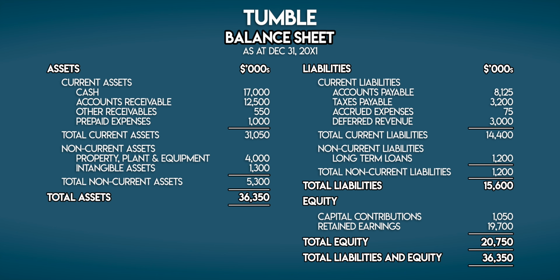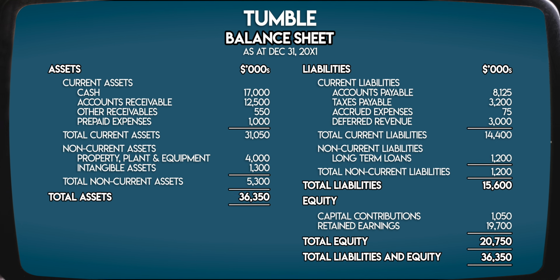So we've got current assets, $31,050,000 and $5.3 million in non-current assets. Current liabilities of $14.4 million and non-current liabilities of $1.2 million. Then we have $1,050,000 in common stock, which is a type of capital contribution. And finally, $19,700,000 in retained earnings or profits held for future use. Total assets are equal to total liabilities plus equity, so this balance sheet is in balance.